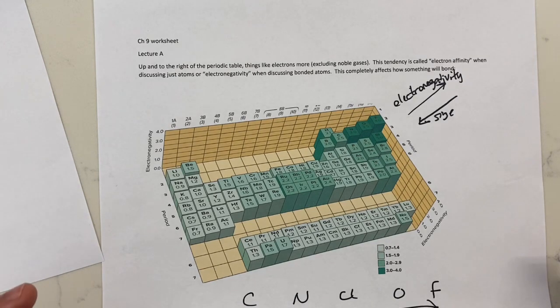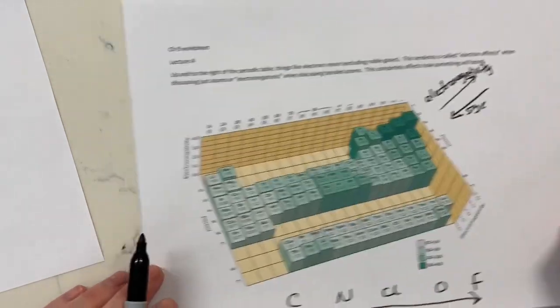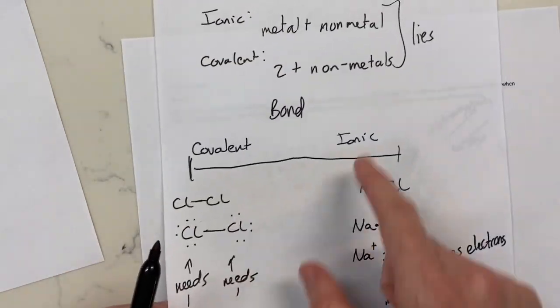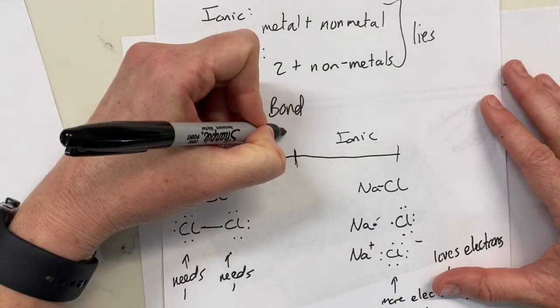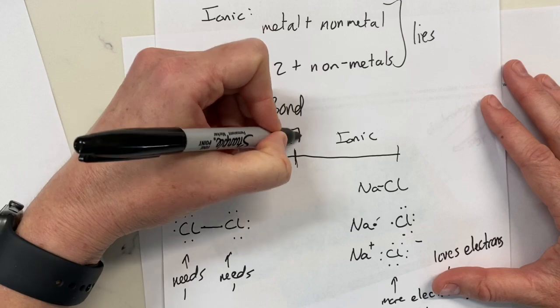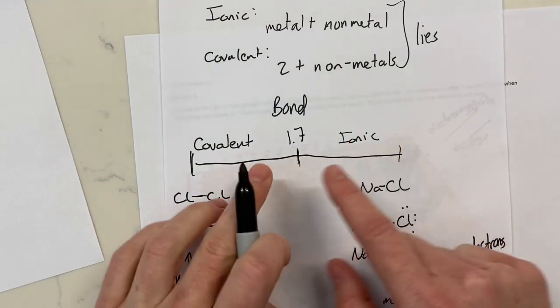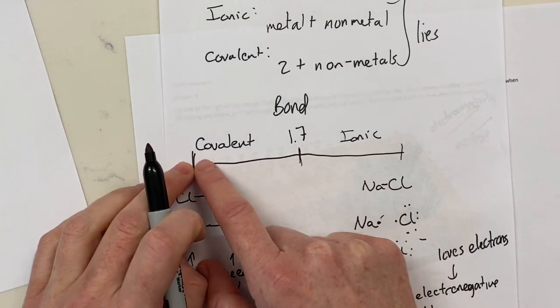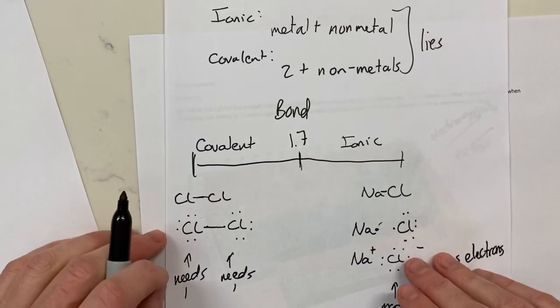Okay, so in understanding this, we can determine where something lies on this scale. In fact, we put a little divider right here at a difference of electronegativity of 1.7. Anything greater than 1.7 will be ionic, and anything less than 1.7 will be covalent. What I mean by more or less than 1.7 is a difference in electronegativity.